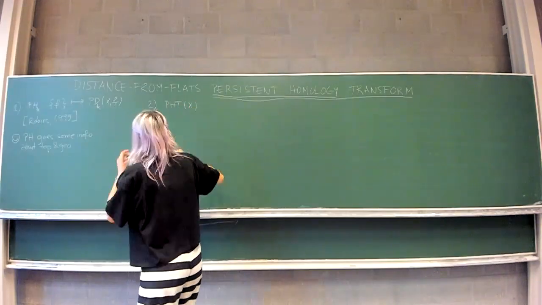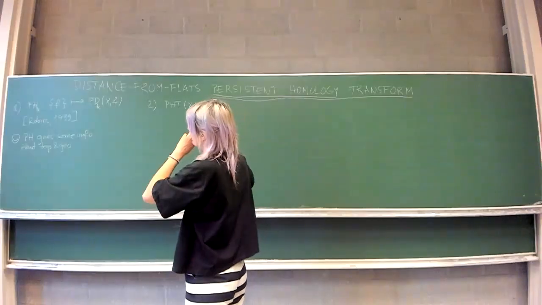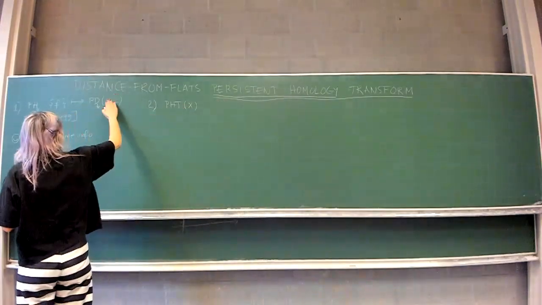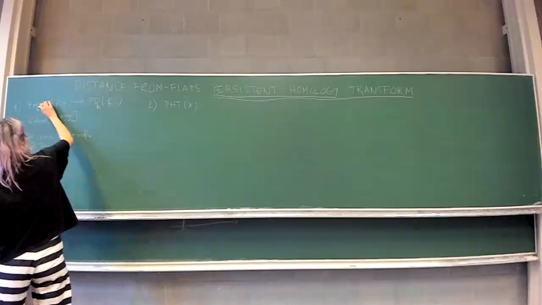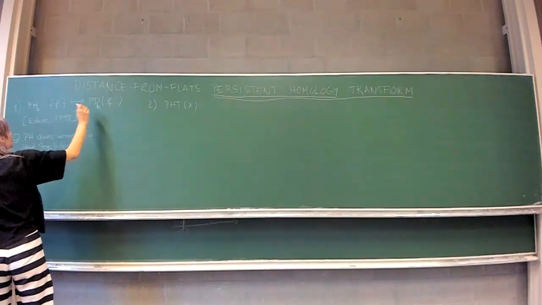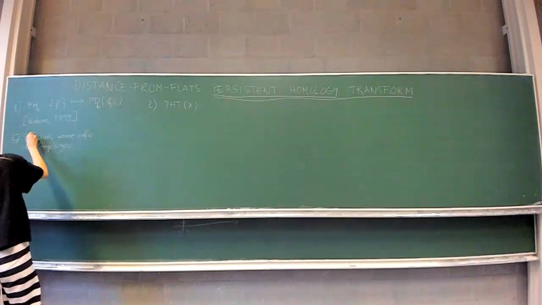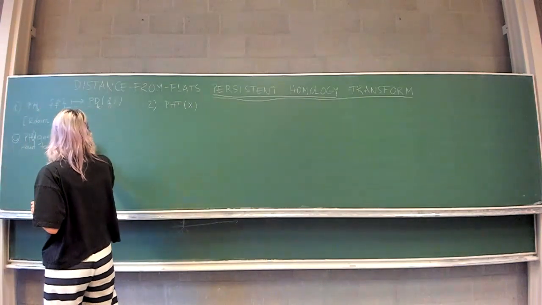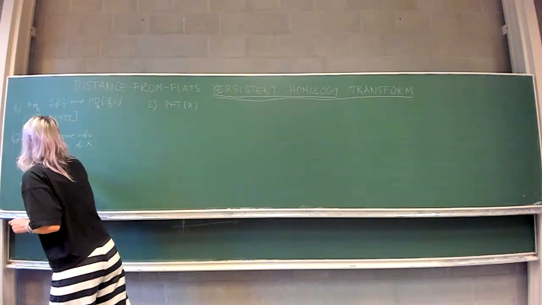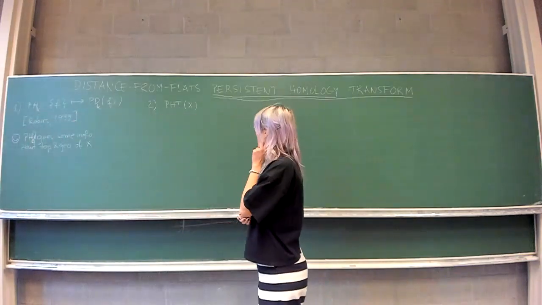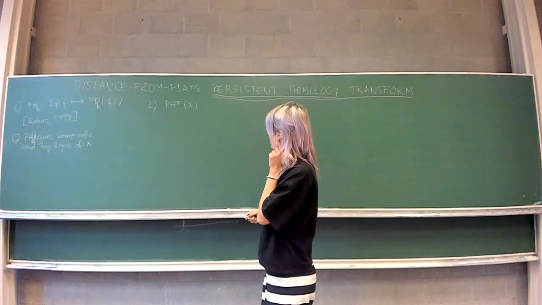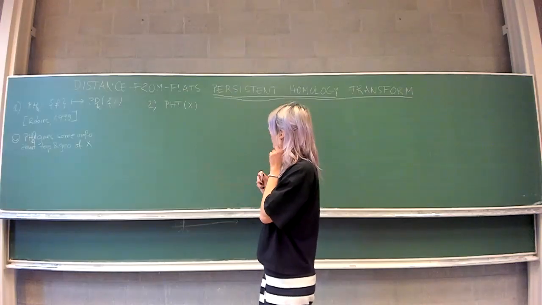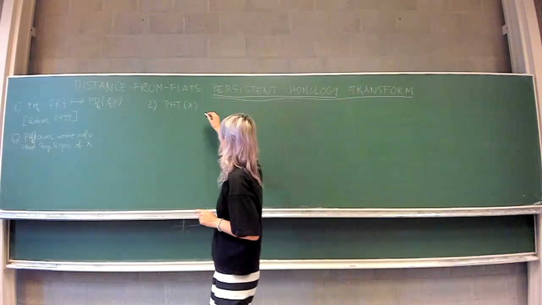Here the idea is that PH of X gives some information about topology. But it doesn't give complete information, so we see if we can do a bit better, which is fine sometimes, but sometimes we want more information.